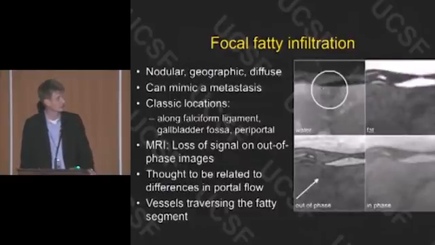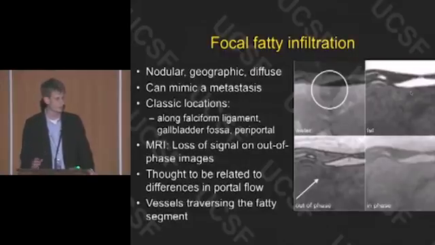Here's an example along the falciform ligament. You can see on the water reconstruction, this is using a Dixon 2-point reconstruction, that you have loss of signal in the water, and in the fat reconstruction, you see that there's fat there. So this is a nodular area, triangular, wedge-shaped, classic appearance, classic location for focal fat. We would mistake this for a lesion, but there are other lesions I'll show you in a sec that can mimic a focal hepatic lesion.